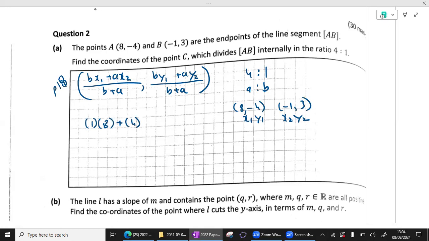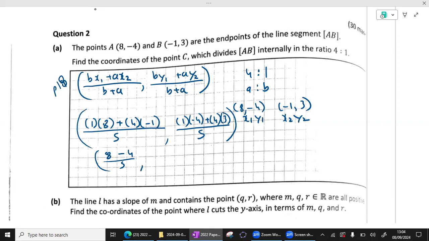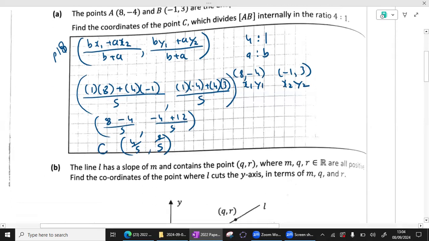So B is 1, X2 is -1, and B plus A is obviously going to be 5. And then I end up with, again, 1, Y is 4, Y2, which is 3, and that's all over, again, A plus B. So that's going to give me 8, plus by minus is minus, so that's -4 over 5. And then I get -4 plus 12 over 5. So that's 4 over 5, and the other one is, what's that? That's 8 over 5. So that is the point C, which divides the line segment in the ratio 4:1.